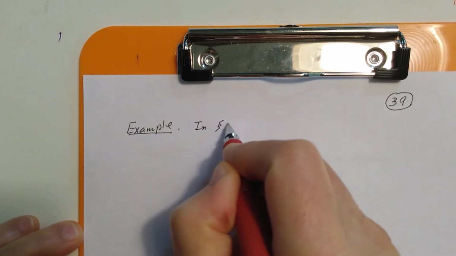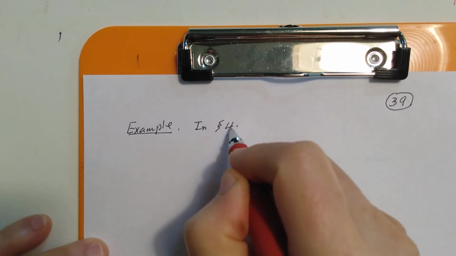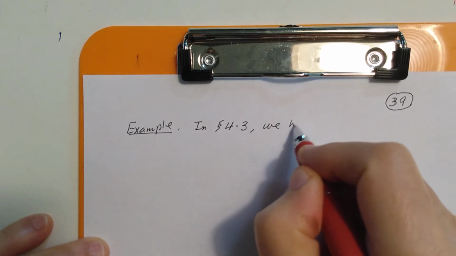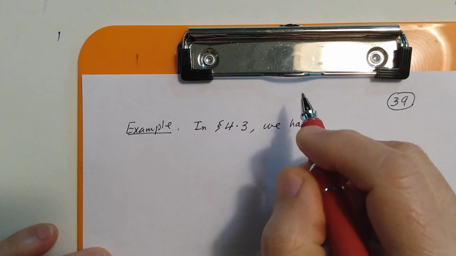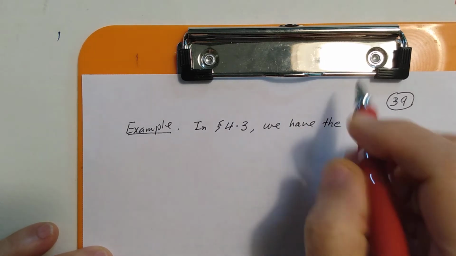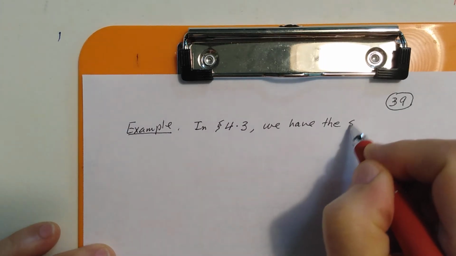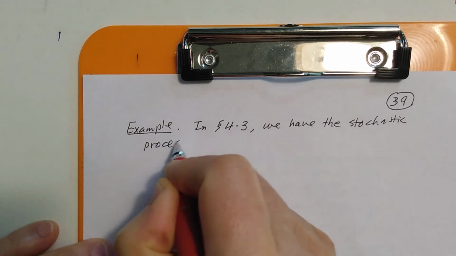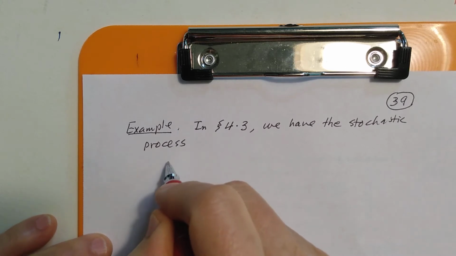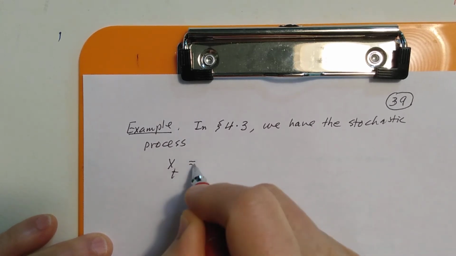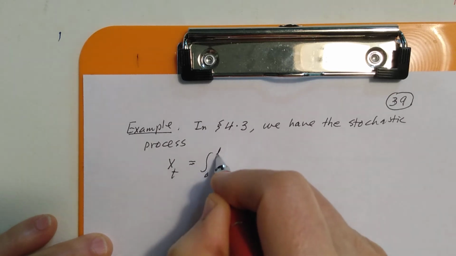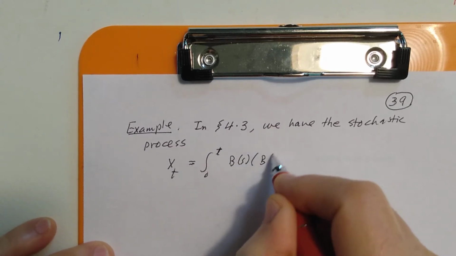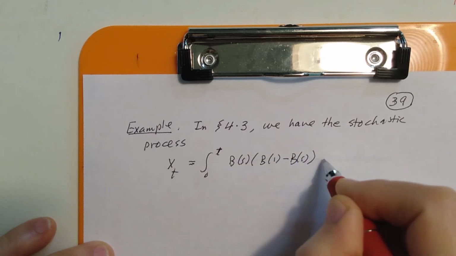In section 4.3, we have the stochastic process X sub t, being the stochastic integral from 0 to t of B_s times (B_1 minus B_s) dB_s.